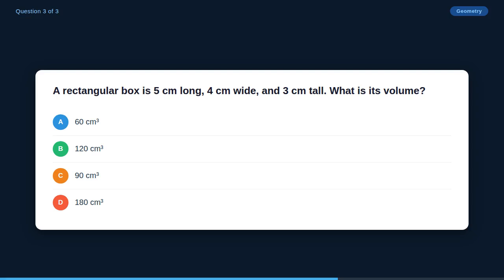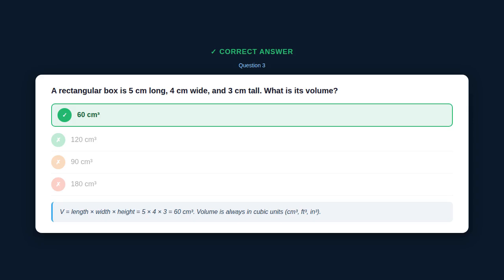Question 3 of 3. A rectangular box is 5 cm long, 4 cm wide, and 3 cm tall. What is its volume? Option A, 60 cubic centimeters. Option B, 120 cubic centimeters. Option C, 90 cubic centimeters. Option D, 180 cubic centimeters. Take a moment. The correct answer is A, 60 cubic centimeters.